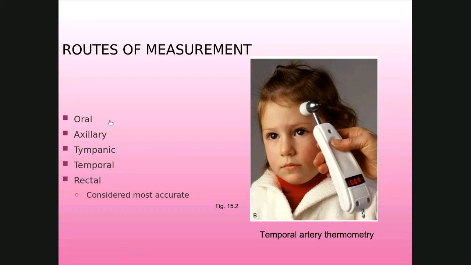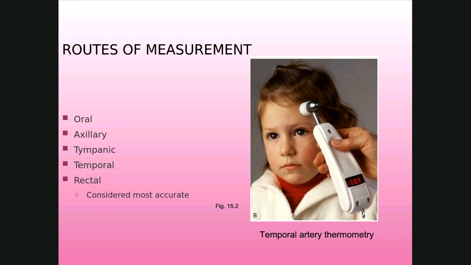So again, oral, axillary, tympanic, temporal, and rectal are the proper terms. You don't want to say you can take a temperature mouth, armpit, ear, head, or rear end. You typically want to reference that those are the correct anatomical routes of body temperature measurement. And like I said, rectal is the most accurate when you're doing that.